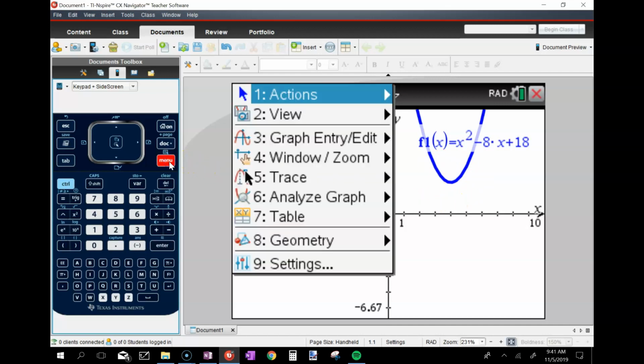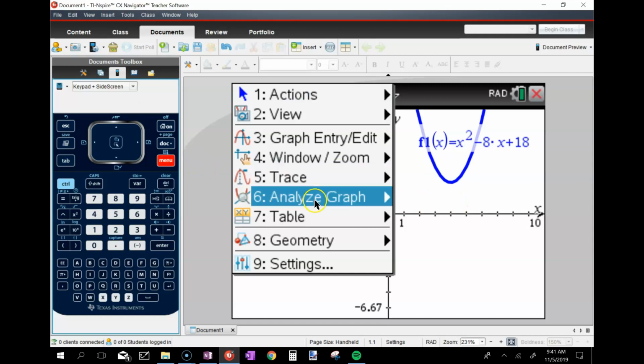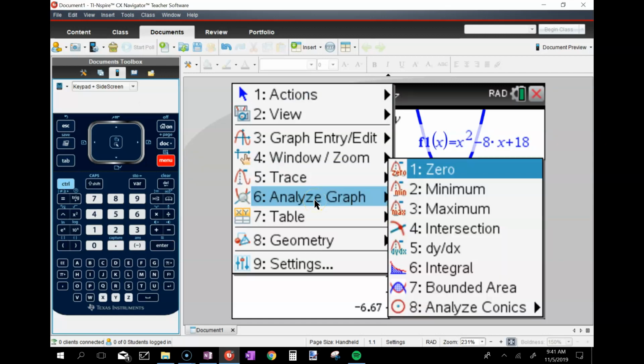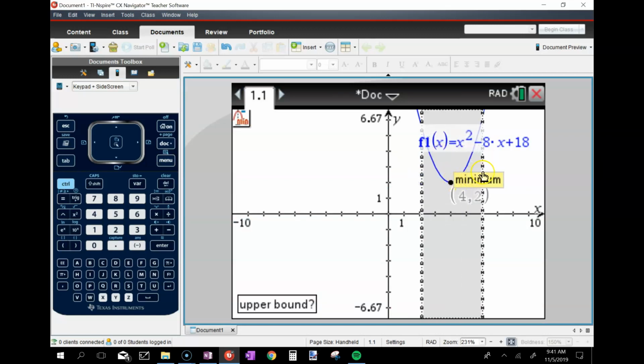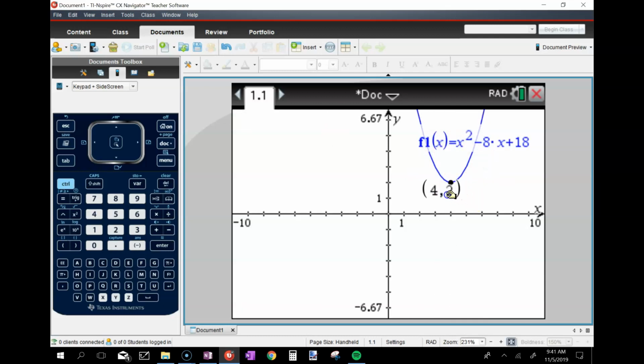I go to menu, analyze, and what am I looking for? It's not a zero. Minimum, yeah, I want this low point on my graph, right? So remember, this is where you create that shaded zone, and there's my minimum, right? So my vertex is 4, 2.